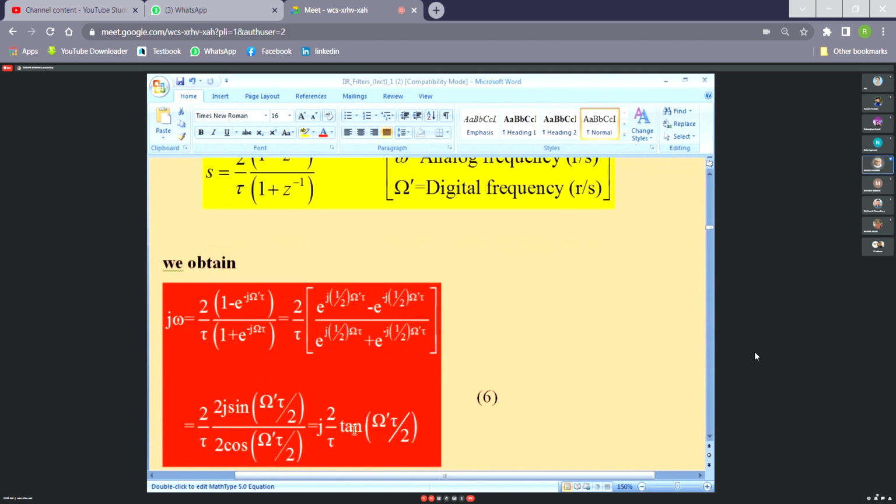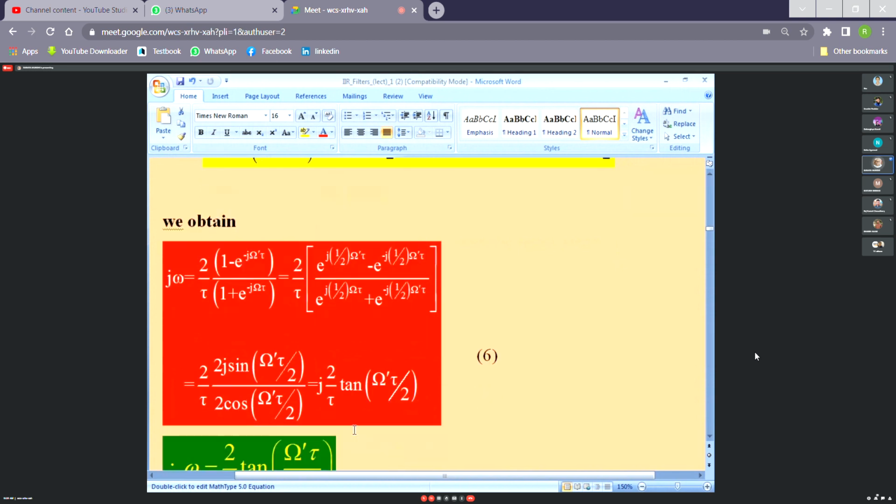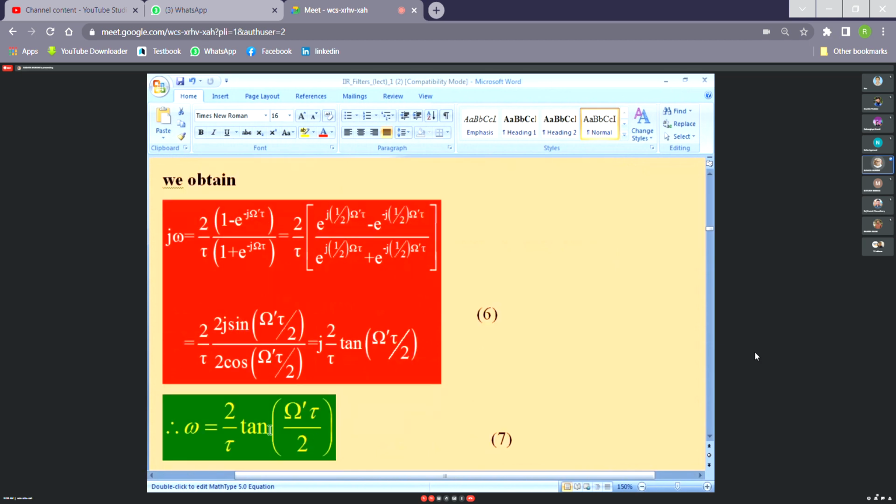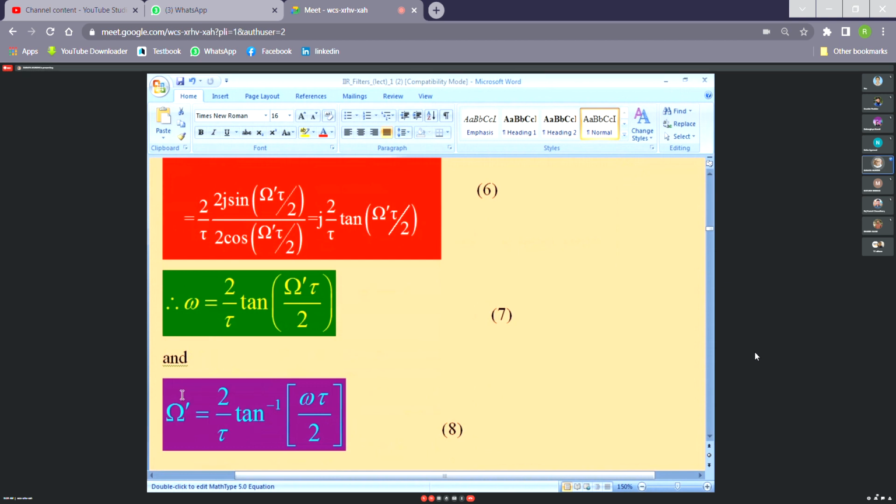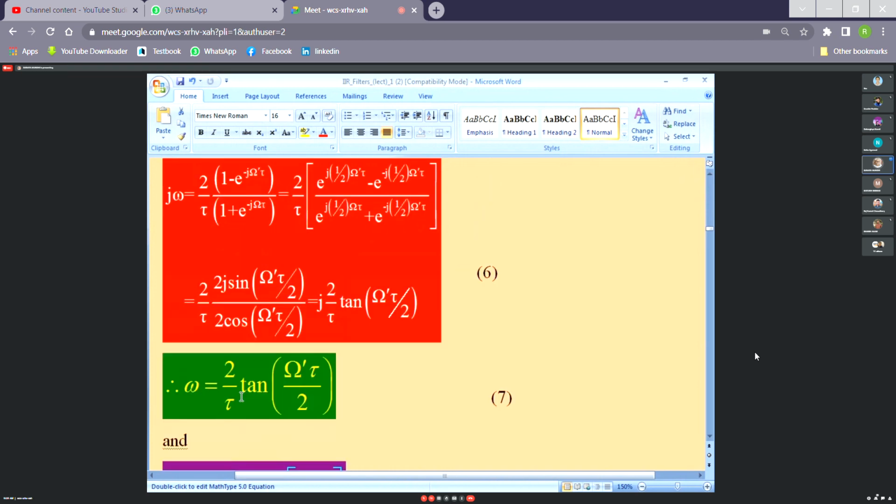This relation is known as the frequency warping relation. You can also write that capital omega prime, the digital frequency in radians per second, is 2 by tau times tan inverse of small omega tau by 2. These two relations are known as frequency warping relations, and they indicate a gross distortion between small omega and capital omega prime. All right, write down this part.